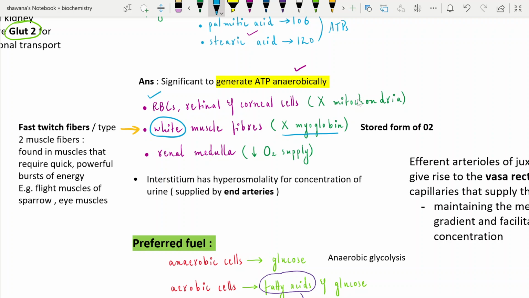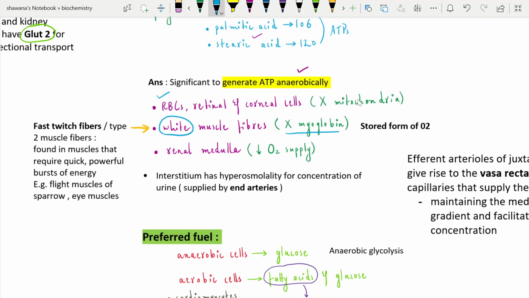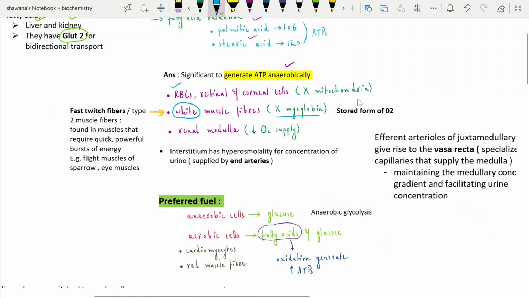And we need less blood in the renal medulla because we need it for concentration of the urine. We do not need to disturb its hyperosmolality. We need a hyperosmolar state there for the concentration of urine. So if there is high blood supply, or sufficient blood supply with oxygen, the hyperosmolality would be washed away. So we do not need that in the renal medulla. The renal medulla cells also use anaerobic mechanisms to generate ATP.